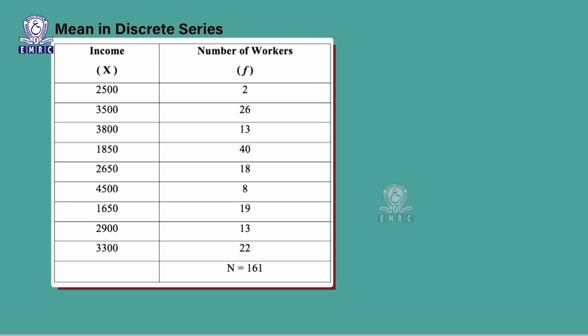Now let us take one more example to make it very clear for us. Let us take the income of the individual workers. There are 2 people whose earning is 2500 per month. 26 people are earning 3500 per month. 13 people are earning 3800 per month. 40 people are earning 1850. 18 people earning 2650.